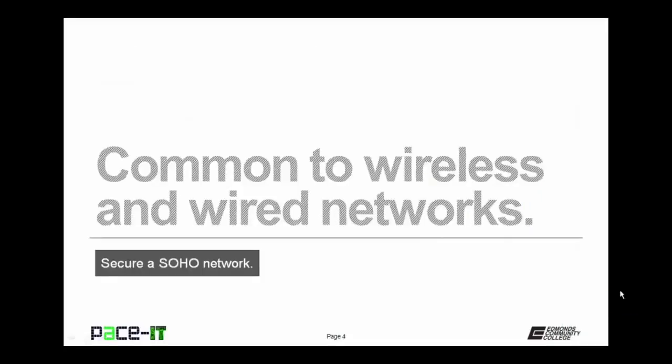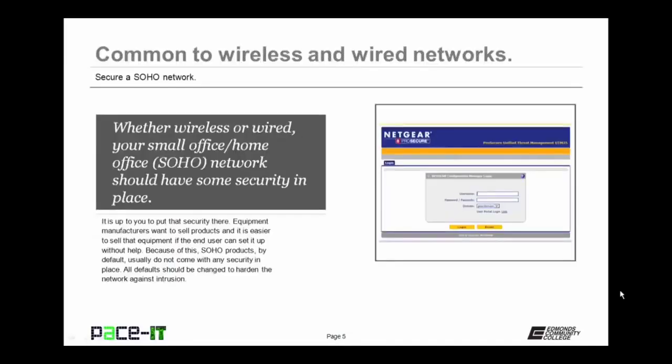We begin by talking about some aspects of security that are common to both wireless and wired networks. Now, whether wired or wireless, you should have some security in place. And that security, it is up to you to enable. Equipment manufacturers are in the business of selling networking equipment. And it's easier to sell it if it's easier to set up. What that means is that as a default, most equipment does not come with security enabled. So it is up to you to enable that security.